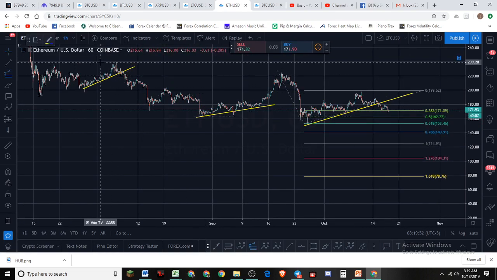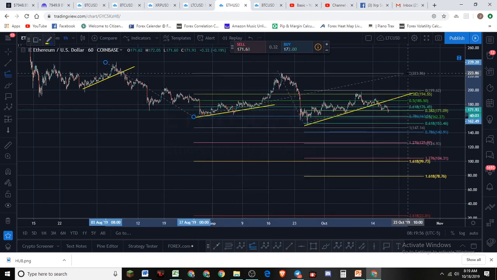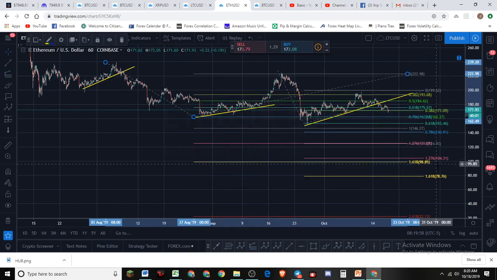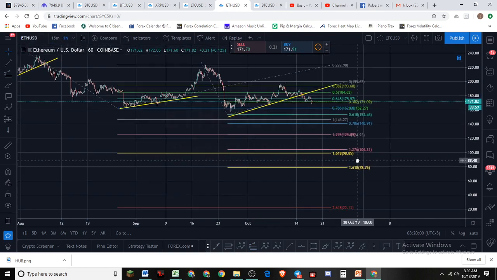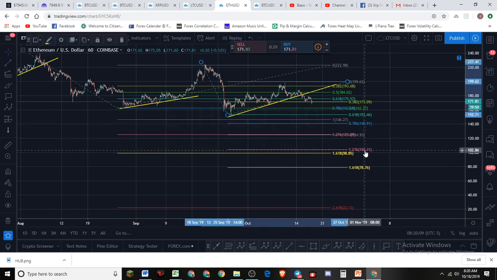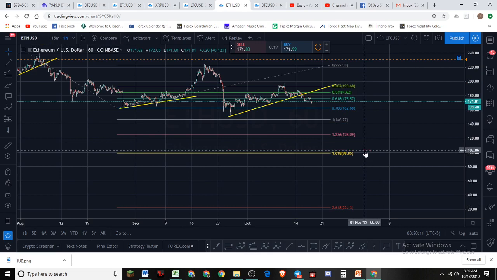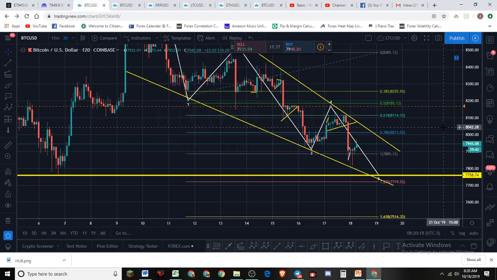Well, I'm trying. Yeah, 98 is the 1618. It's not looking good. Sub 100, guys. Sub 100 in Ethereum, potentially. It all depends on what we get out of Bitcoin, okay? That's really the critical one. I want to see what we get out of here.